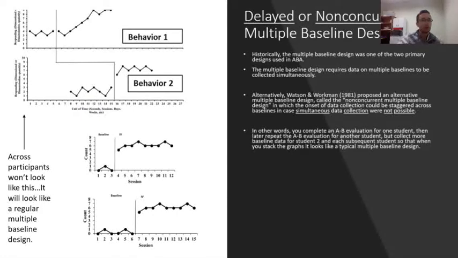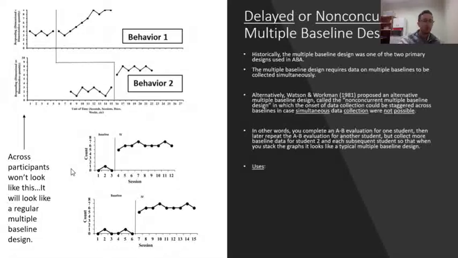In other words, you complete an A-B evaluation for one student, then later repeat the A-B evaluation for another student, but you collect more baseline data for student 2 and each subsequent student, so that when you stack the graphs, like so, it looks like a typical multiple baseline design. Now, when it's across participants or across students, like I was describing here, the graphs would look like this.